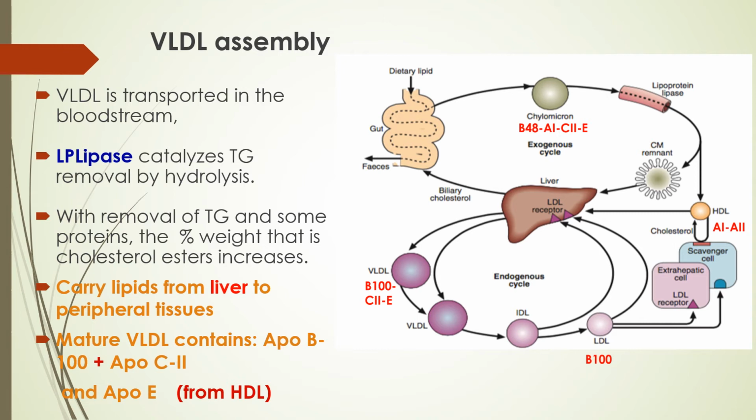Very low density lipoproteins are formed after lipoprotein lipase catalyzed removal of triglycerides from chylomicrons. They transport lipids from the liver to tissues. They have the B100 apoprotein, which is responsible for targeting very low density lipoproteins to tissues.